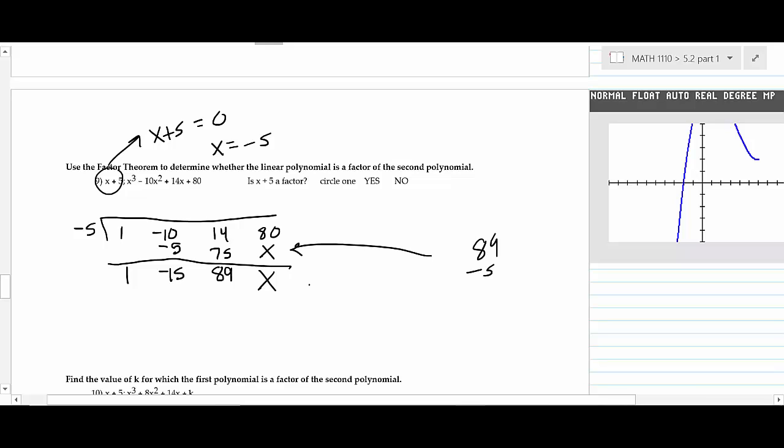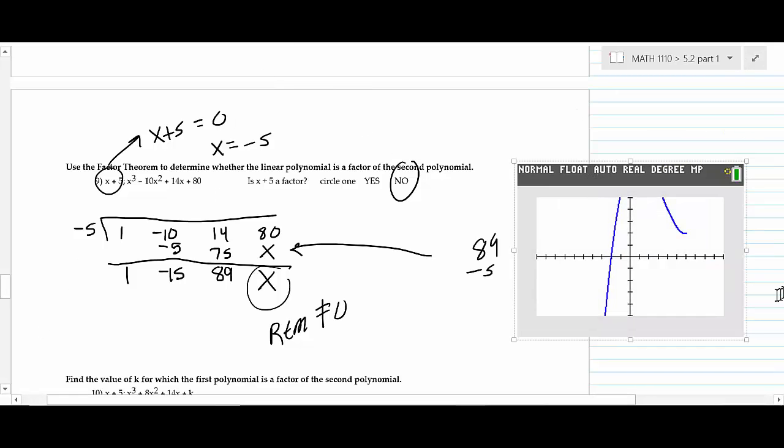Once you get to a point where you see that that remainder is not equal to 0, then you're done. So it's not a factor. What would happen on this particular problem is if you graphed this, if you went to 1, 2, 3, 4, -5, your function value would be way down there.